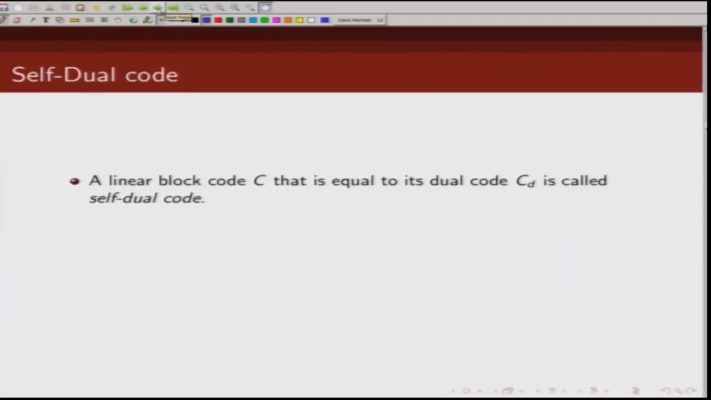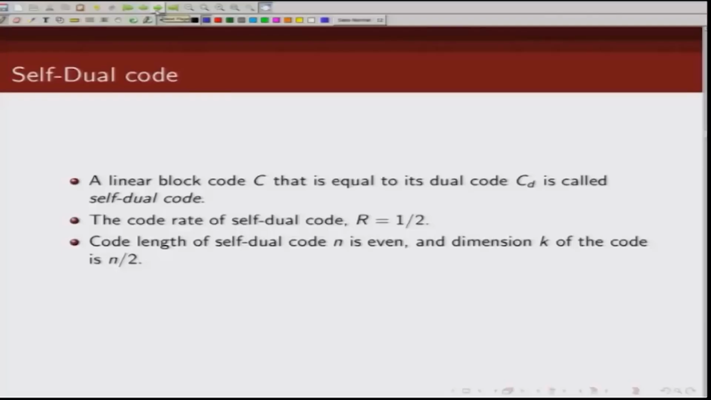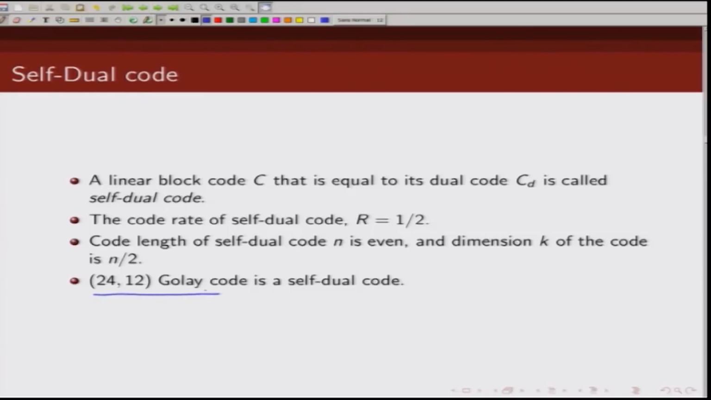Okay. Now, what is a self dual code? If a linear block code is equal to its dual code, then it is called a self dual code. So, as you can make out, the rate for a self dual code should be half, because k should be n by 2. So, n is always even for a self dual code, and the dimension of the code is always n by 2. An example of self dual code is the 24, 12 Golay code.